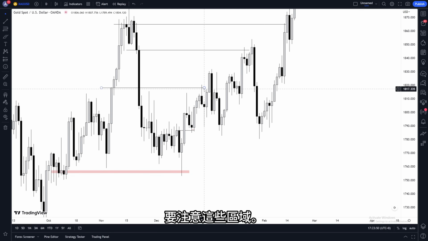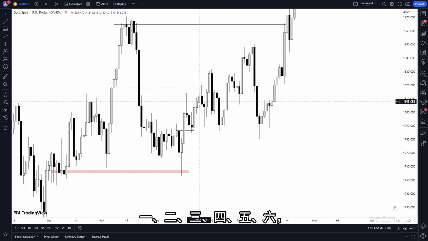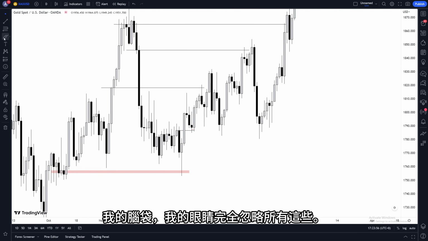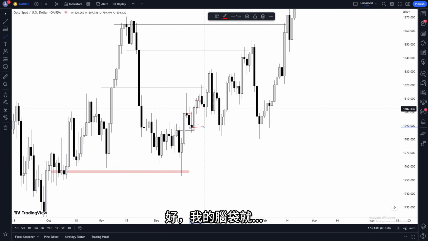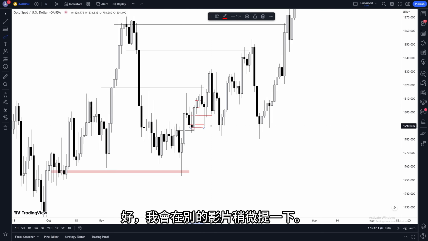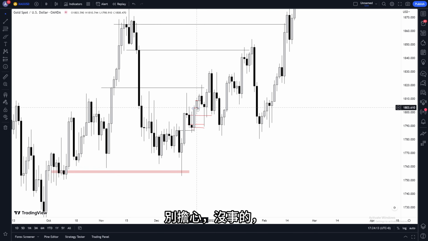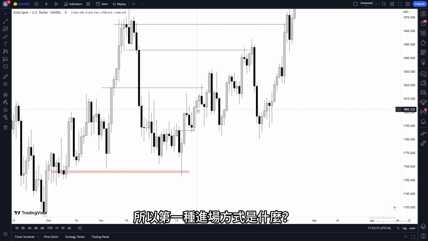Anyway, moving on. So if you take this entry over here, let's say 25, 50 pips, all right? Be mindful of these zones. So when I look at these zones, 1, 2, 3, 4, 5, 6, all of these, my eyes completely ignore all of these. My eyes just completely go to maybe this one and these 2. My mind and my eyes completely ignore these. All right, and I'll touch on it in a different video. Don't worry, it's fine. I'm not trying to gatekeep anything.